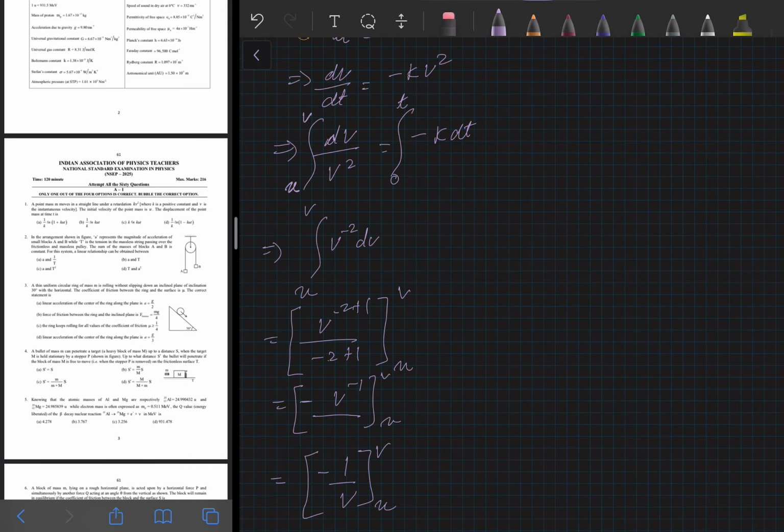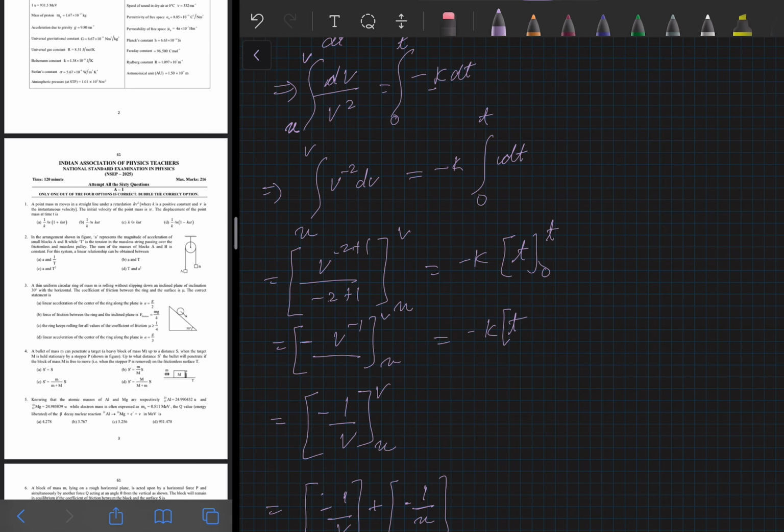Now let's move on to the right hand side. The right hand side is very straightforward. First of all, minus k is a constant, so we move it out. Then we integrate dt from 0 to t. So integration of dt is nothing but t, and we're going to integrate it from 0 to t. So it's k of t.